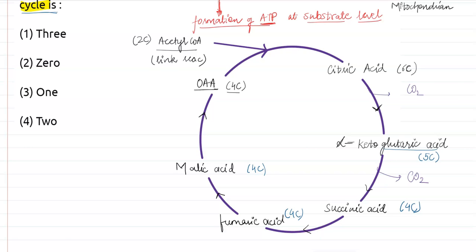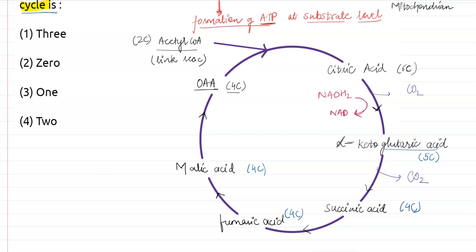At different stages of the cycle, energy is released and NADH2 is formed. The first one is formed when isocitric acid converts to oxalosuccinic acid. This reaction occurs in between these two reactions, that is when citric acid converts to alpha ketoglutaric acid. In between there is a reaction where NADH2 is formed from NAD, and this is formed when the isocitric acid converts to oxalosuccinic acid.